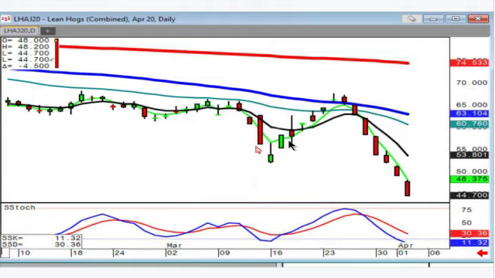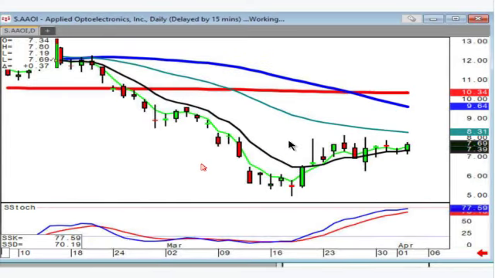Okay, let's get back to some of the obvious, how we use the T-line. So there's my strong signal, close above the T-line. How long do I stay in it? As long as it stays above the T-line. So you use it for trend analysis.